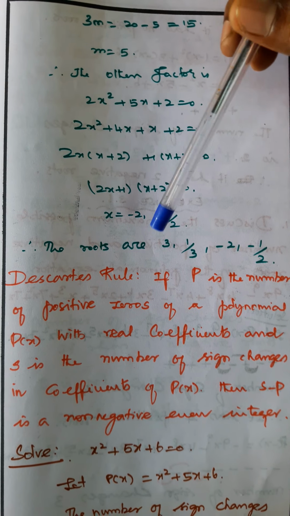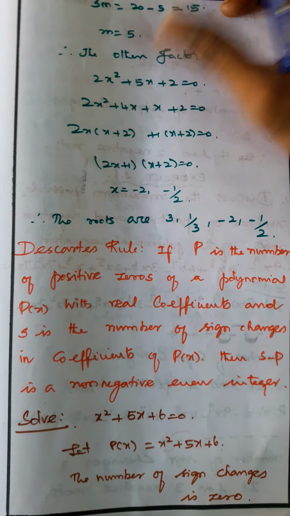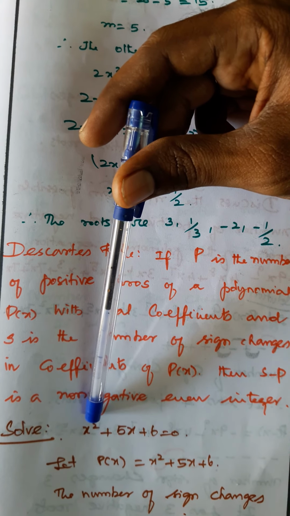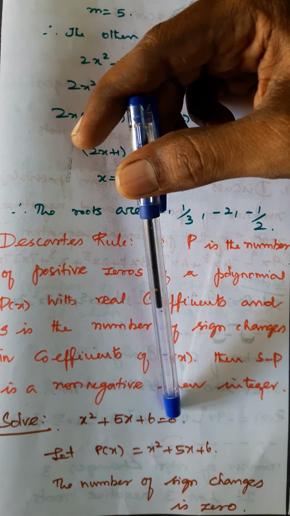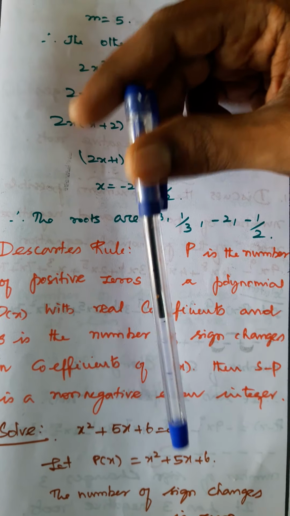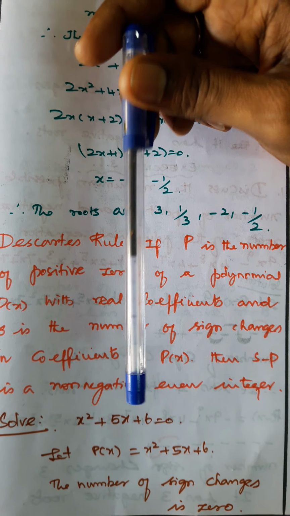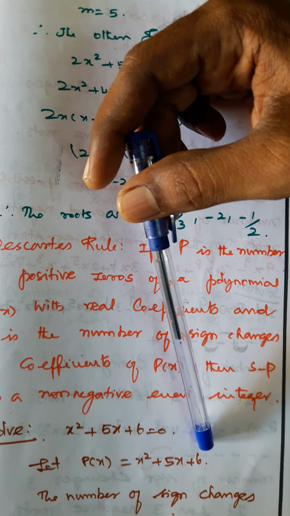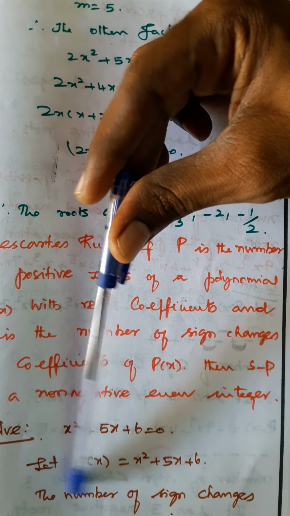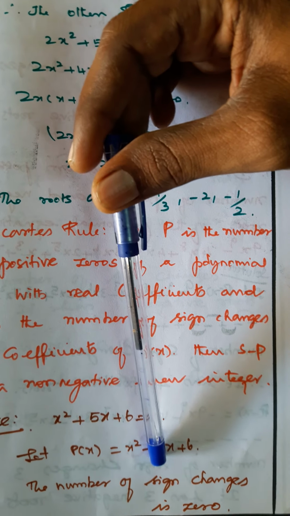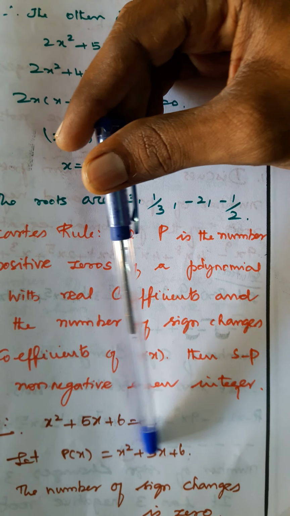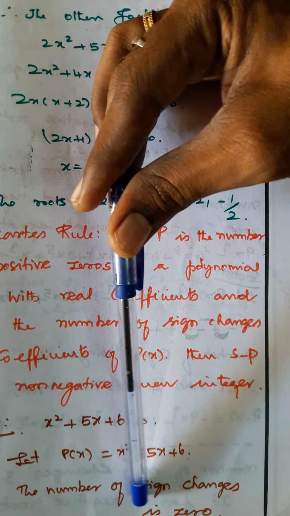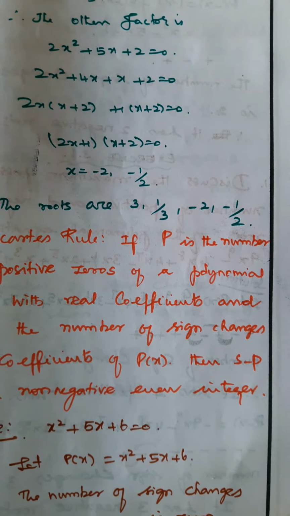This is our exercise 3.6, one of the simple questions. The first simple example: x square plus 5x plus 6 equal to 0. How do we find the number of positive and negative roots? Let p of x equal x square plus 5x plus 6. Here the number of sign changes is 0. What is the meaning of sign changes? Here plus, here plus, here plus. So no sign changes throughout the equation, so the number of sign changes is 0.